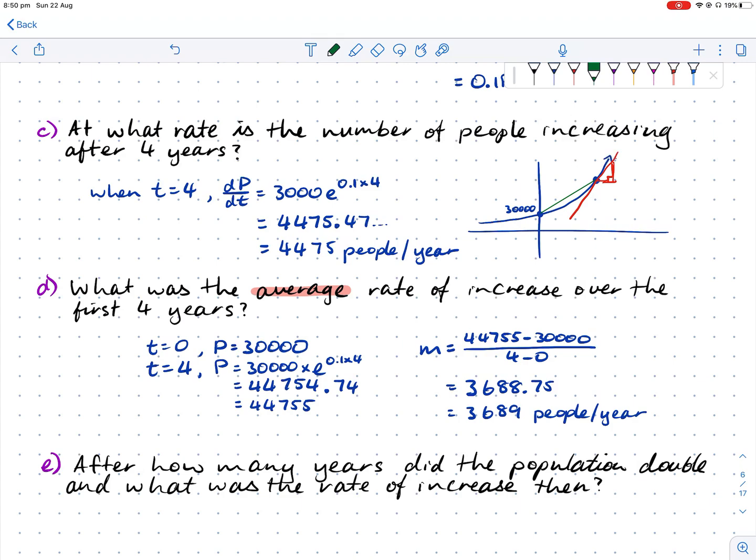So over those 4 years, how much has the overall value increased by? Be very careful with how the question is worded. Average rate of increase means you're doing a gradient calculation. If you're looking for a rate of change, then you are doing a differentiation question.